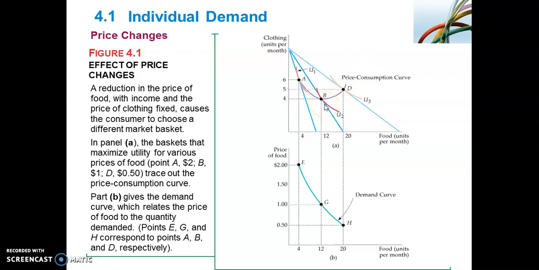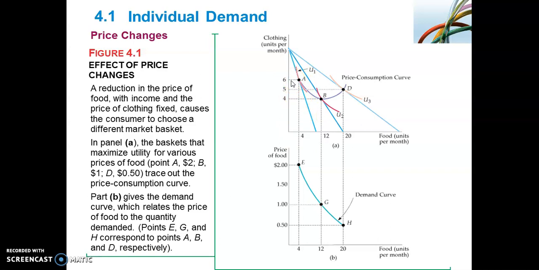So first consider what happens if price increases. If price increases from $1 for food to $2, we will see that this budget line is going to pivot inward and it becomes more steep. Utility is going to be maximized at A on a lower indifference curve. At this price, the consumer now gets 4 units of food and 6 units of clothing.